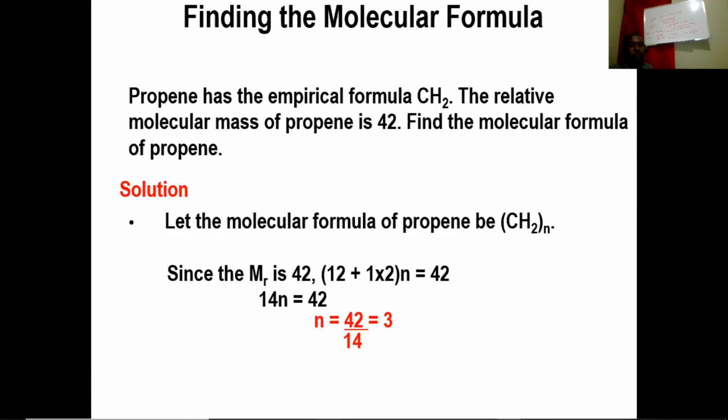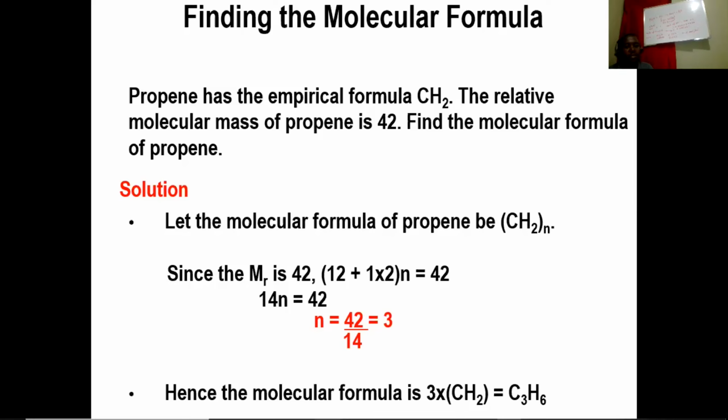In this case, we use the empirical formula, which is CH2, all right? And then the bracket N there means what multiple will give us that mass. So N represents the multiple that we can multiply the C and the H by, and the total of those masses will give us 42. So C has a mass of 12, while H2 is 1 times 2, which is 2. That's multiplied by N to give us 42. So we have 14N equals 42, N equals 42 divided by 14, so N is 3. So we multiply CH2 by 3 and get C3H6. So that would be the molecular formula of propene.